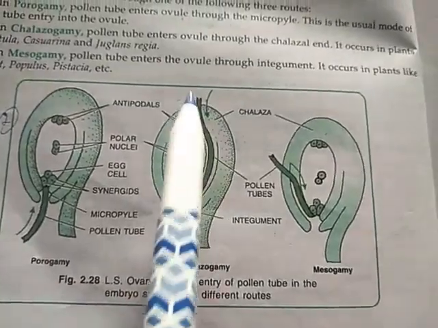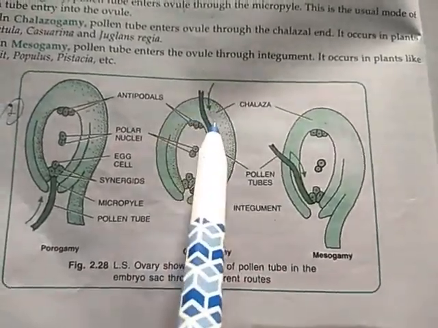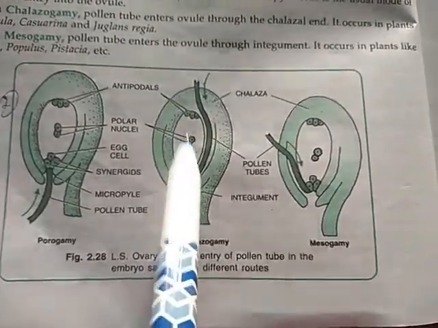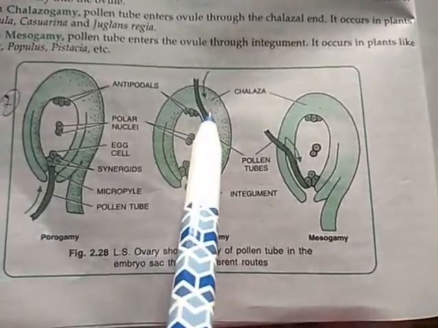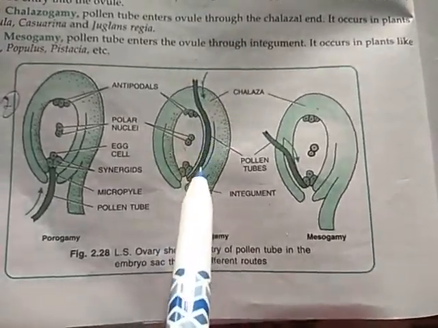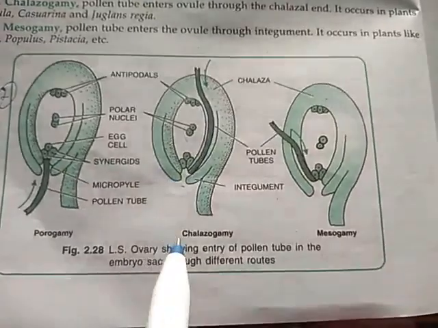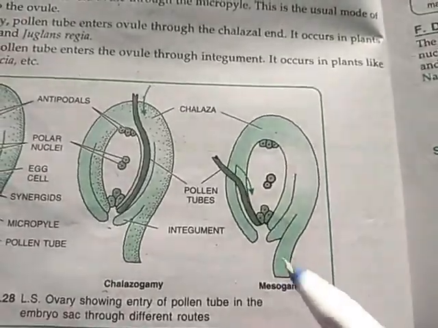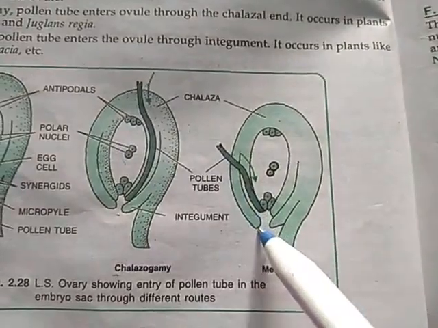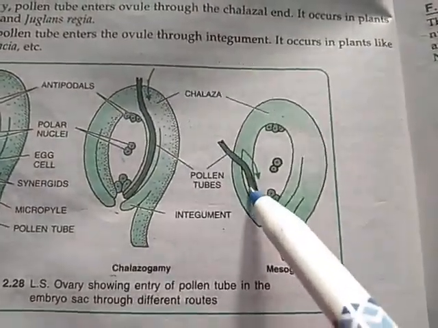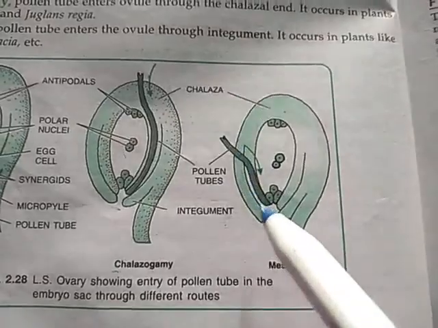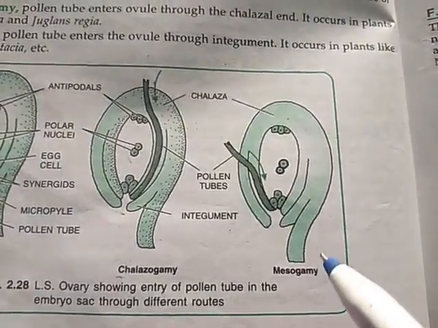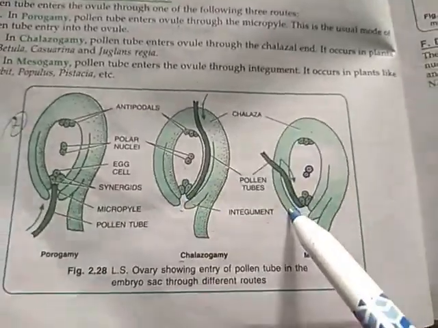But when the pollen tube enters through chalaza, we know that this empty portion above the embryo sac is called chalaza. So when it enters through chalaza, instead of micropyle, it is called chalazogamy. And in another one, mesogamy, entry is through either of the integuments. When the pollen tube enters through any of the integuments, it is called mesogamy. So these are the entries of pollen tube in the embryo sac through various routes.